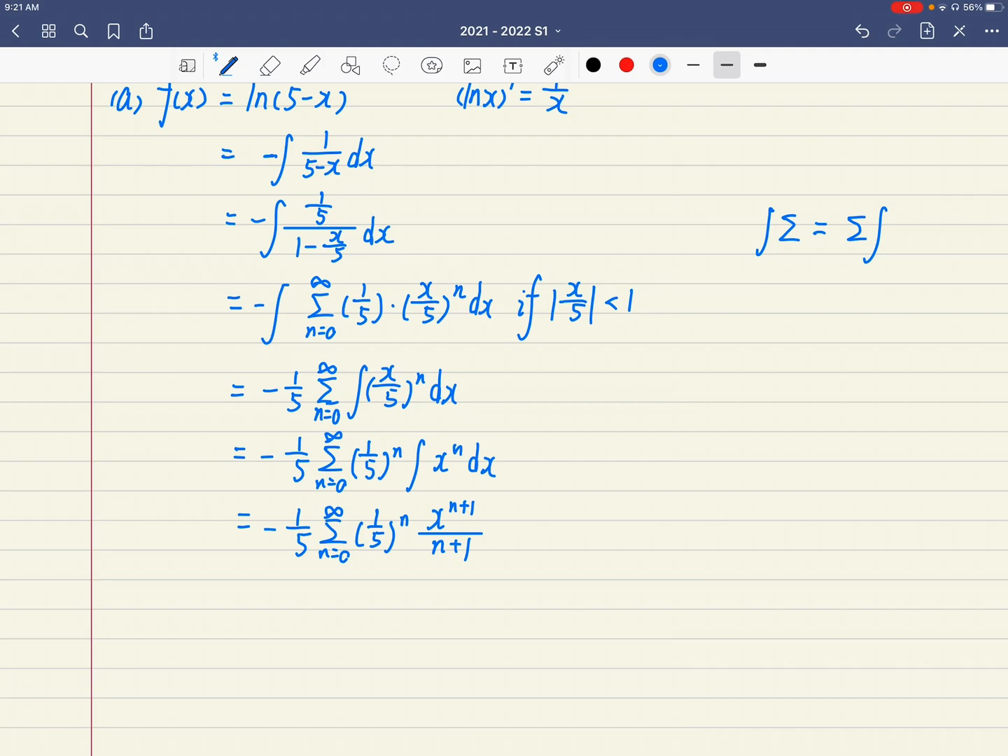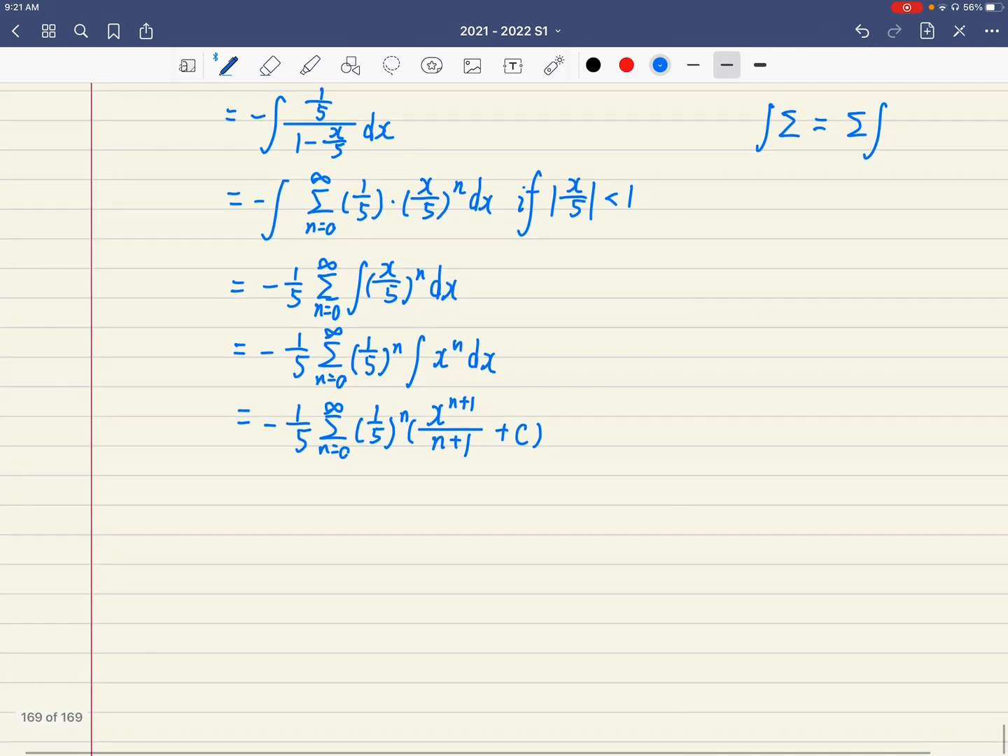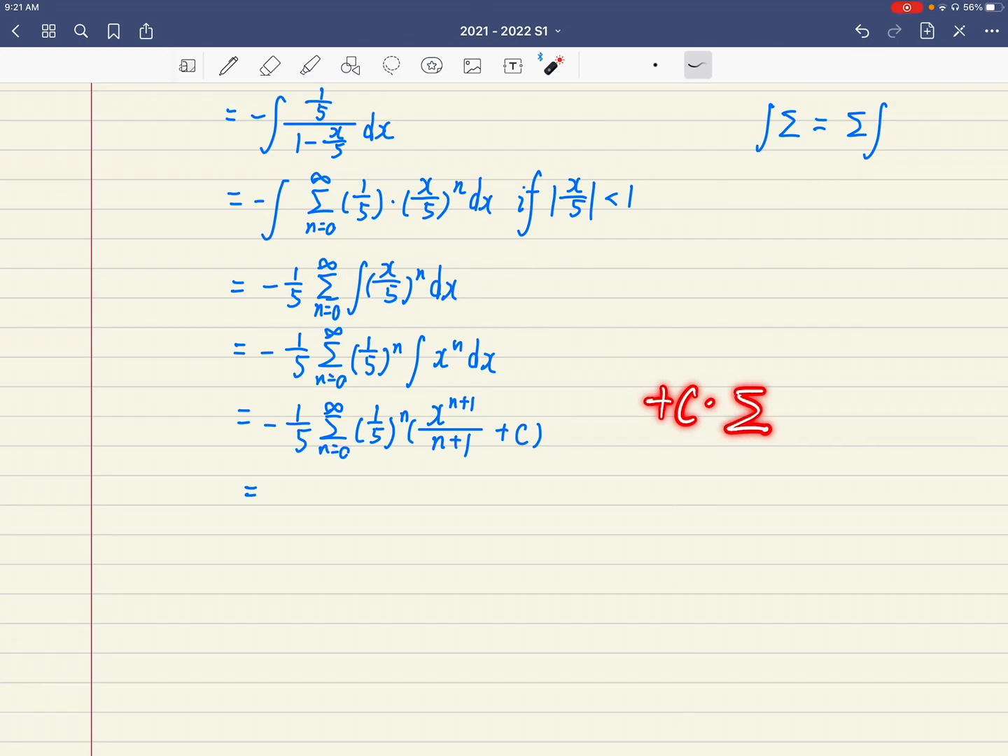Okay, and don't forget about the plus c. Okay, now let's simplify it. So first, everything that is related to n, we cannot move it outside the sum, right? But this plus c, that's the interesting part. Okay, you can see this is plus c times the summation n from 0 to infinity 1 over 5 to the power of n.